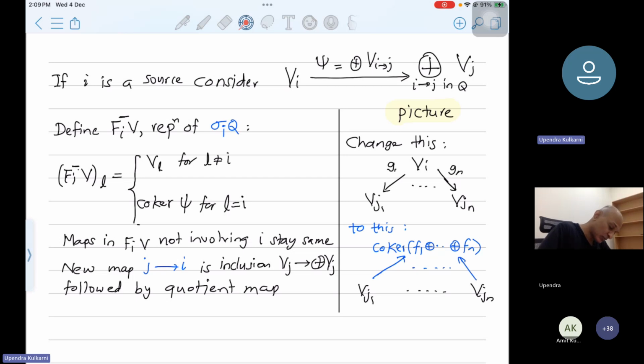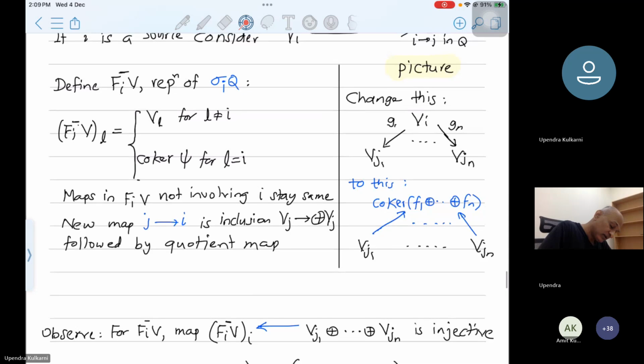A couple of things to note. One is that these two situations are going to now be related to each other, so pay attention closely. Once I make this change and get a representation of sigma i Q, in this new quiver now, the vertex I is going to be a sink. Okay, so I can contemplate, for example, applying Fi plus to this.